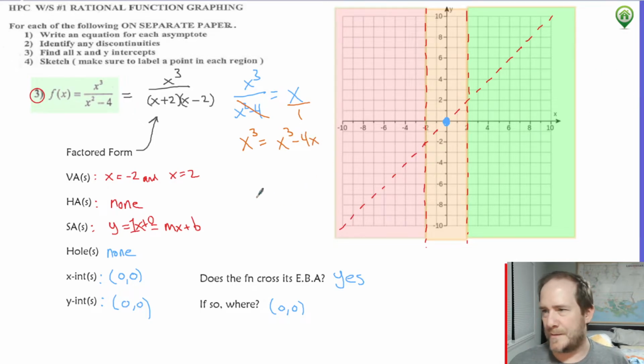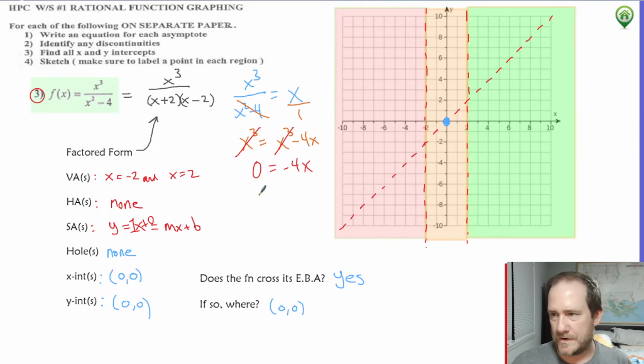And then what will often happen is this term with the highest degree actually just cancels out for us when I subtract it from both sides. So I have 0 equals negative 4x. So I divide by negative 4 and I get 0 equals x.